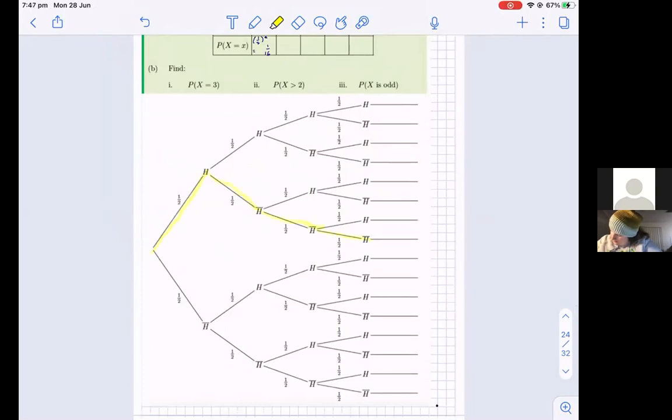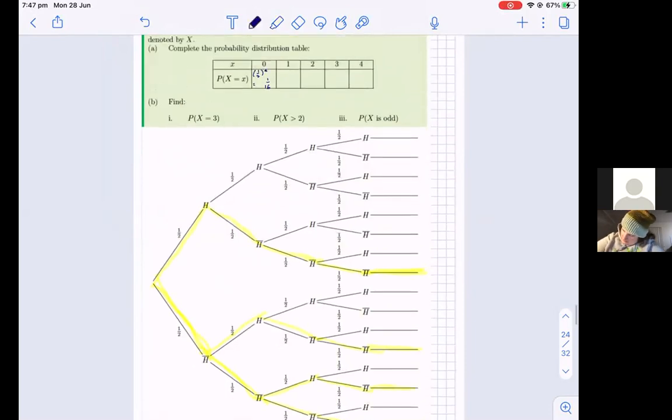We've got that option, or we could have that option, or we could have that option, or we could have that option. So there's 4 options that have exactly 1 head, so 4/16.